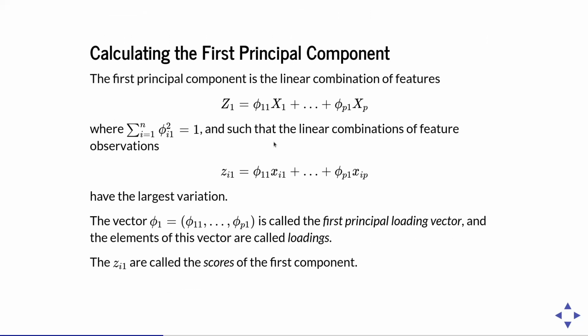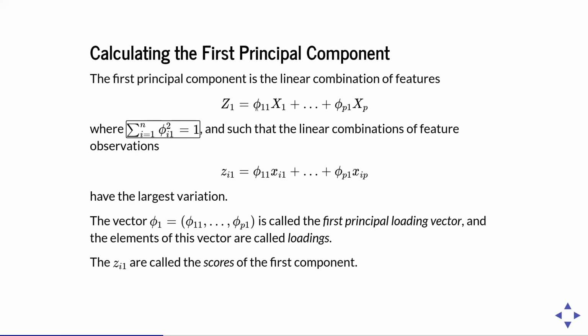It's a linear combination of the p features, phi 1,1 through phi p,1, where these phi's make a unit vector, which is what this says. You square them all up, you add them together, and they equal 1.